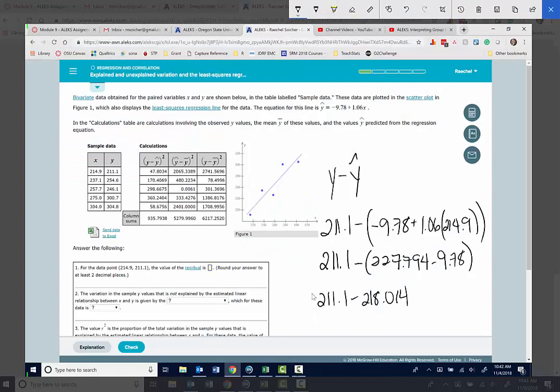So we have y minus y hat is 211.1 minus 218.014, and this is equal to negative 6.914. And we're asked to round our answer to at least 2 decimal places, so negative 6.91.